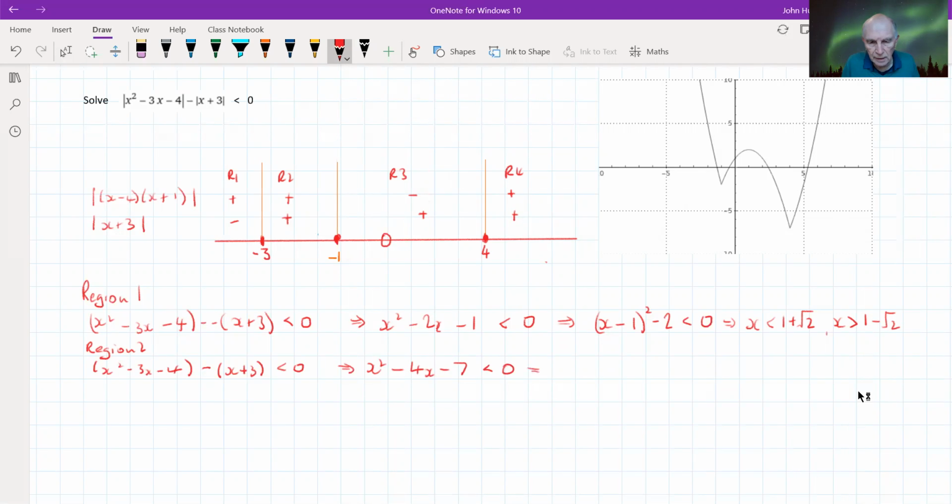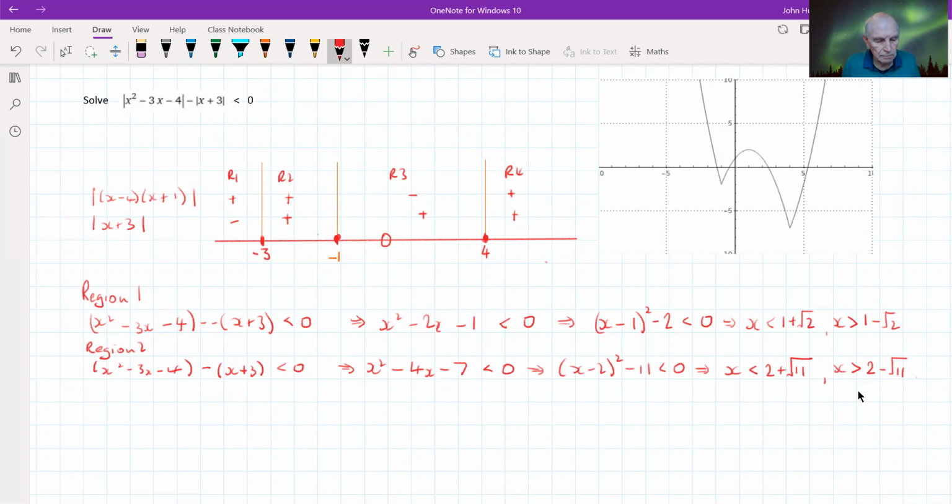And then again, completing the square, we've got x minus 2 squared minus 11 is less than 0. And that's going to give rise to two solutions. One, which is x is less than 2 plus positive root 11. And the other one being x is greater than 2 minus root 11.